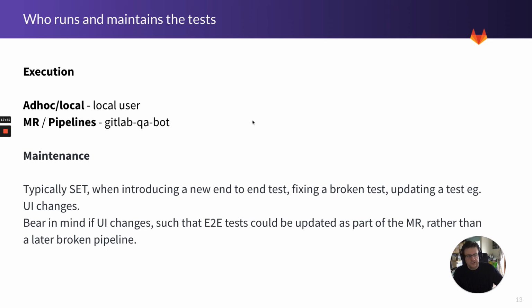MR pipelines use a GitLab QA bot. In terms of maintaining the tests, typically the SCT, who is the DRI for that particular stage, can introduce new tests, maintain a test, update. Ideally, if there are changes going into a merge request, particularly on the front end, end-to-end tests could be updated at that point rather than being reactive when perhaps pipelines are affected by any changes.